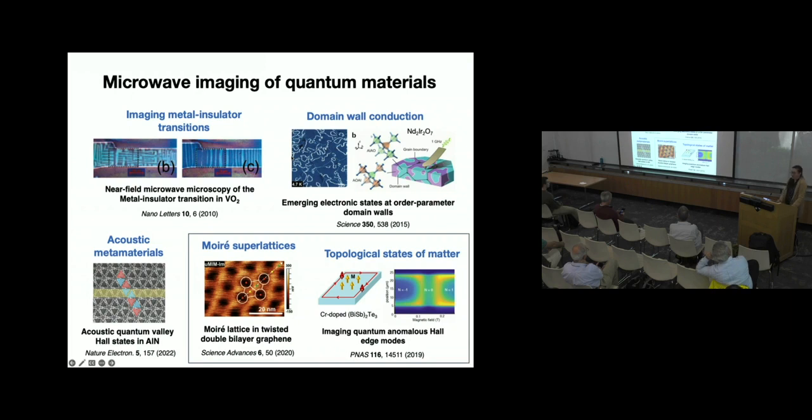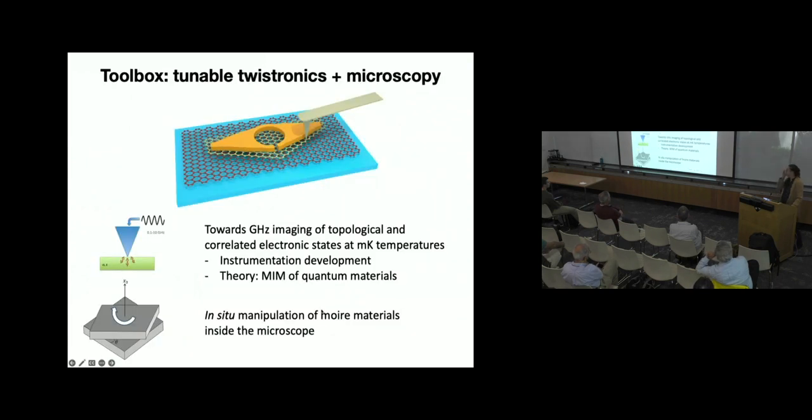But in this talk, I'm going to focus my attention on 2 classes of materials in particular, namely topological states of matter and moiré superlattices. So this is going to be a technique-driven talk. Our overarching goal is to develop a suite of complementary microscopy tools that allow us to both visualize and manipulate quantum electronic states at the nanoscale.